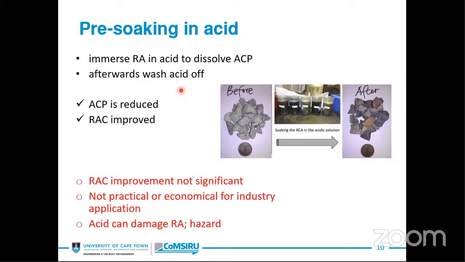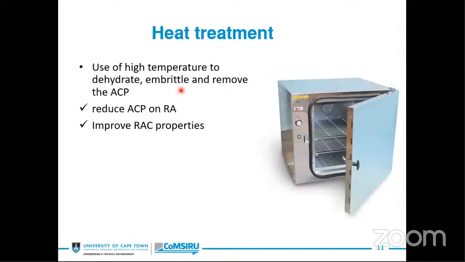But then there are also disadvantages. The first is that the improvements from literature have not been very significant, just minor improvements in the mechanical and durability properties. Then the second issue is that this process may not be economical and cannot be practical considering industrial application. And also, depending on the acid concentration, the recycled aggregates can be damaged, there can be degradation, and this will, of course, impact the concrete properties. And as we know, this process may also be a source of hazard.